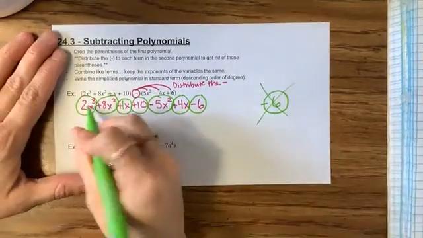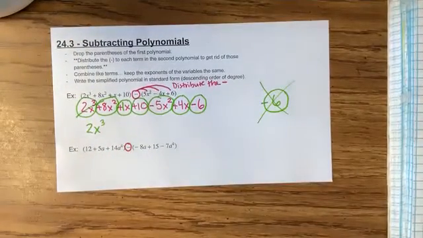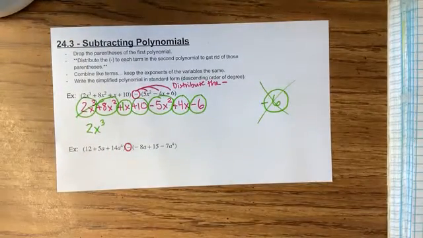All right, so yeah, the 2x cubed doesn't combine with anything, so you just write 2x cubed. There's not another term to combine that with. Just write it down if there's not one.